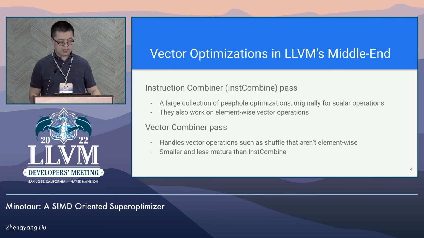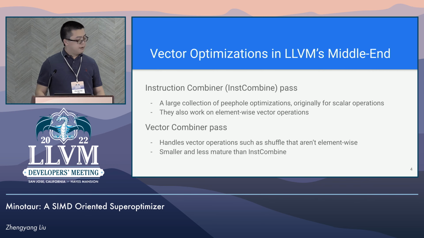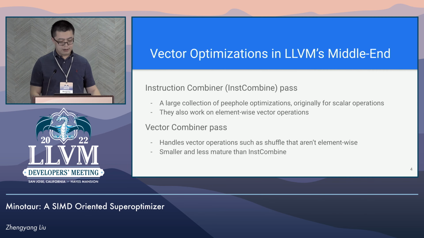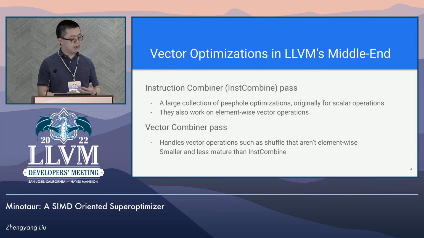So let's take a look at how vector instructions are being optimized in the LLVM middle end. First, LLVM has InstCombine. InstCombine is a peephole optimization pass, and it performs peephole optimizations on the program. Most peephole optimization rules in InstCombine are designed for scalar operations. Those rules can also be applied to element-wise vector operations. So here the limitation is very obvious. It cannot handle operations with interlane communications.